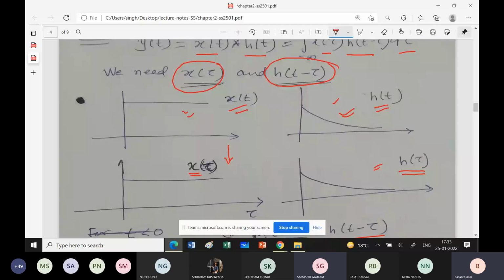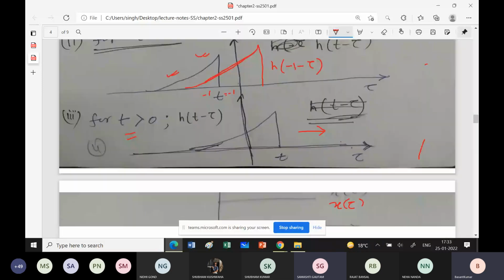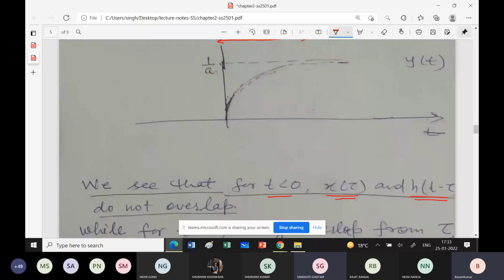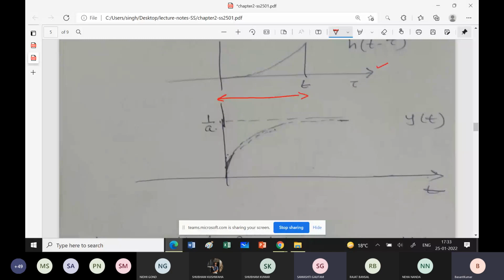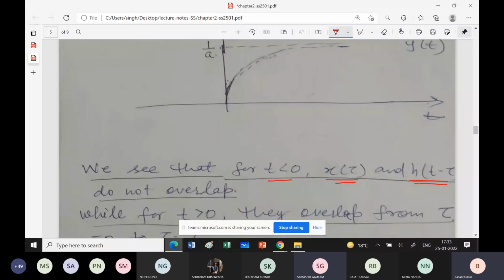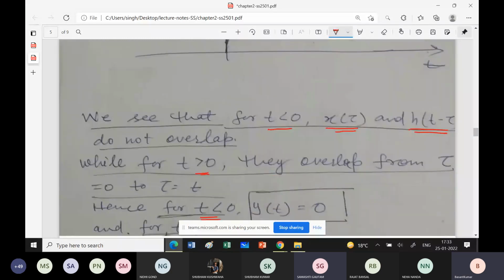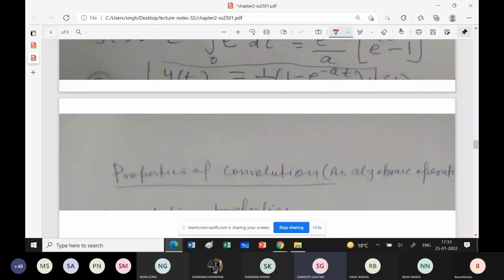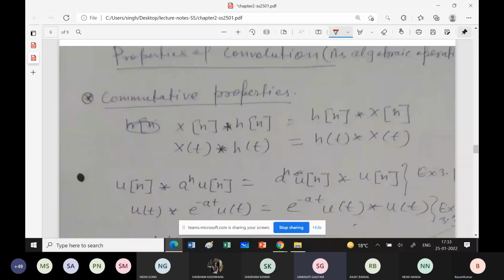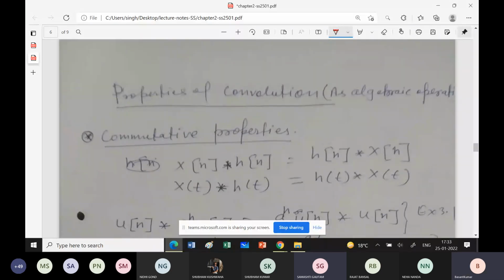So the same example you can find in the book where they have done it differently. They have used another signal. They have used the input signal for shifting purpose, okay. So now there are some properties of convolution which will help you in solving the problems.